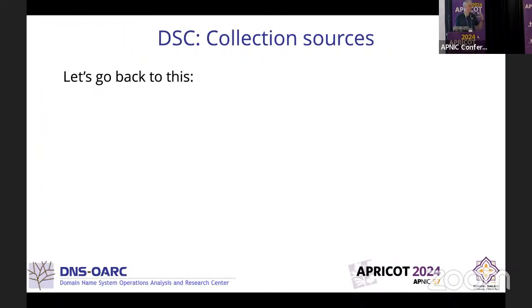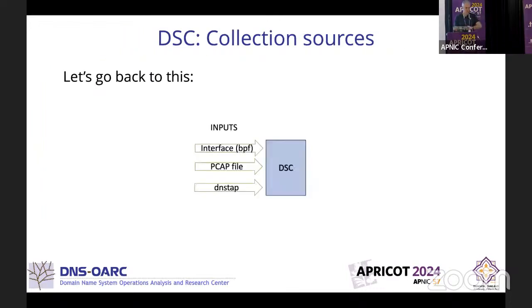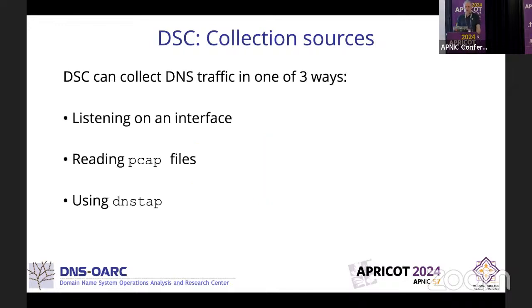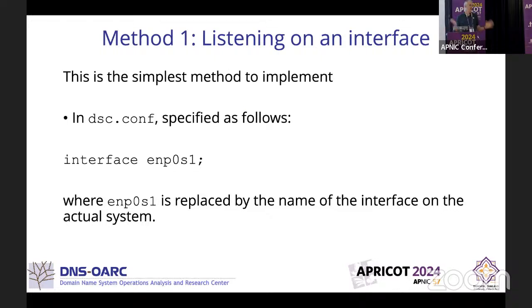So let's go back to the data collection sources for just a second. We have BPF interface, raw interface. We've got PCAP files and we've got DNS tap. So let's look at those ways of collecting data. The first one is listen on interface. The second one is to read PCAP files, and the third one is DNS tap. So method one, listening on an interface.